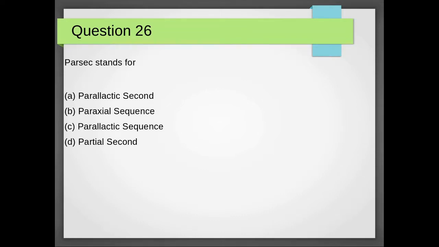Now if you look at choice A carefully, parsec, the word, is a shortened form of the first three letters of parallactic and the second three letters of second. So it's parallactic second. So obviously option A is the right choice.